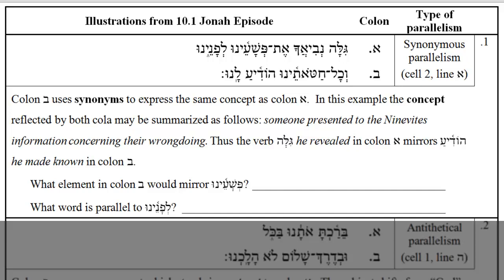Now it's your turn. What element in colon Beit would mirror the expression Peshaenu found in colon Aleph? And also in colon Aleph we find the word lefanenu. Is there any expression in colon Beit that would parallel lefanenu?